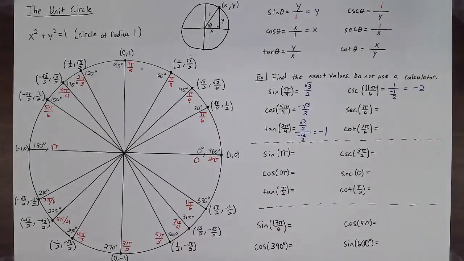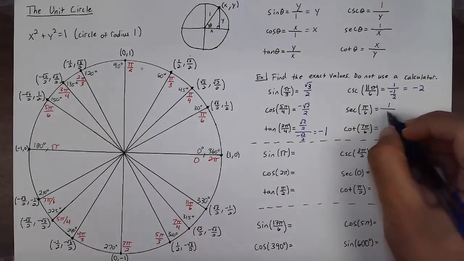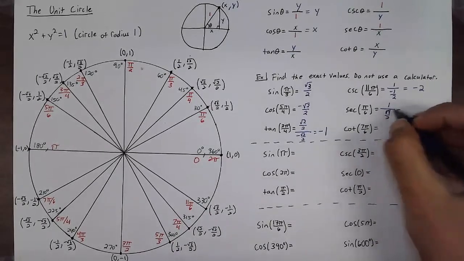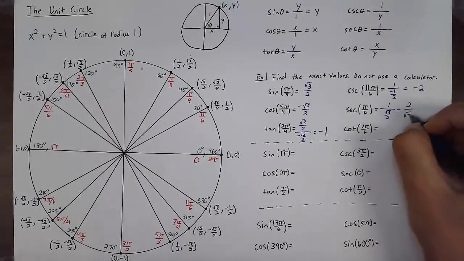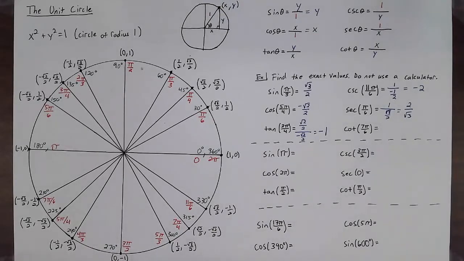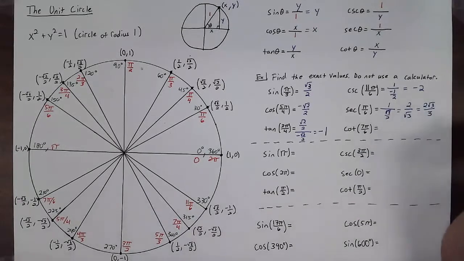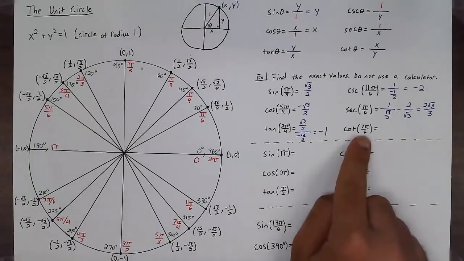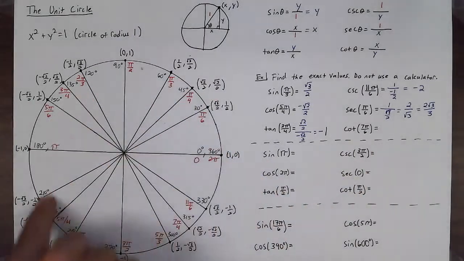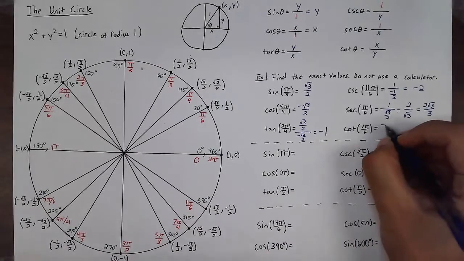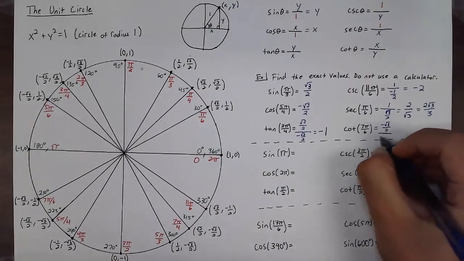Now secant of pi over 6, that's going to be 1 over x, so it's going to be 1 over the square root 3 over 2. And again, take the reciprocal of that fraction, giving me 2 over the square root of 3, and to rationalize that denominator, multiply the top and the bottom by the square root of 3, giving me 2 square roots of 3 over 3. And cotangent of 7 pi over 6, rotate to that. That would be x over y. So it would be negative square root 3 over 2 over negative 1/2.